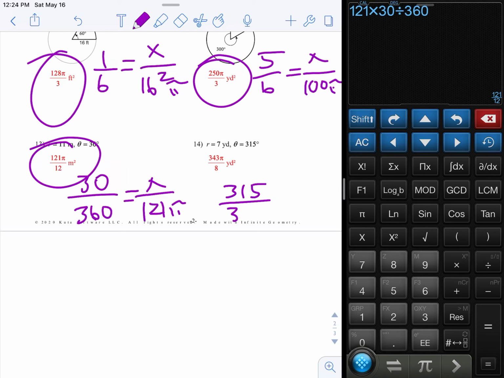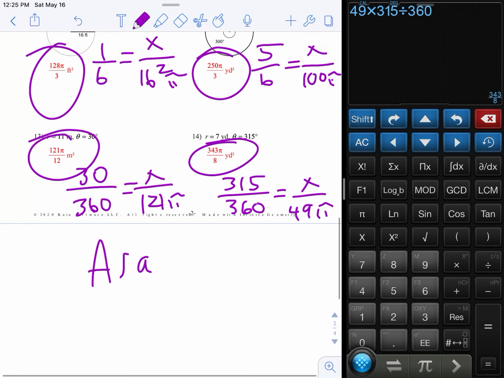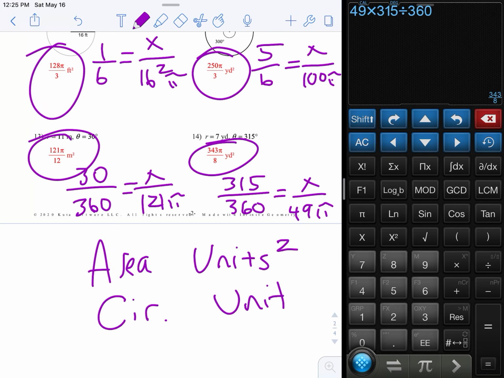Okay, 315 over 360, which I think is 3/4, equals x over 49 pi. 49 comes from 7 times 7. Okay, so 49 times 315 divided by 360, fraction, 343 over 8 pi. Okay, make sure the pi is in there and make sure you have units. Now, on these area ones, units squared. Okay, area, units squared. Circumference, okay, just units because that's length.